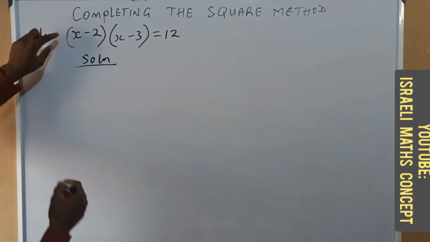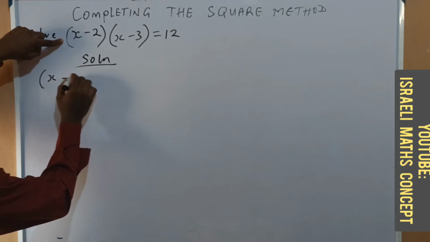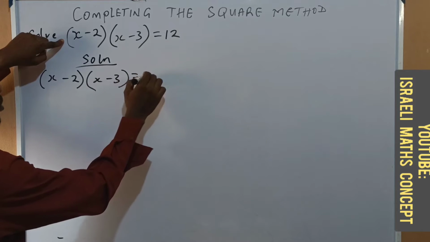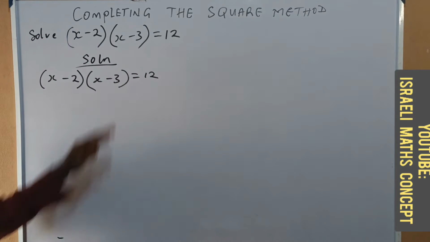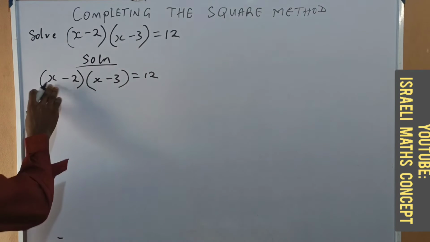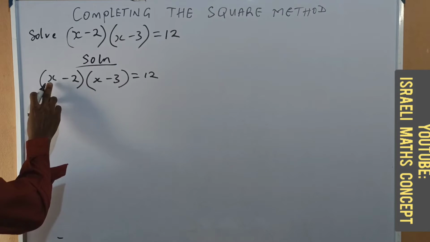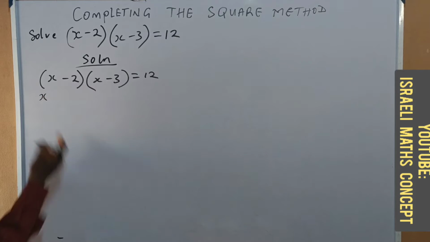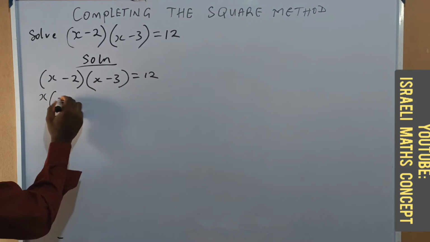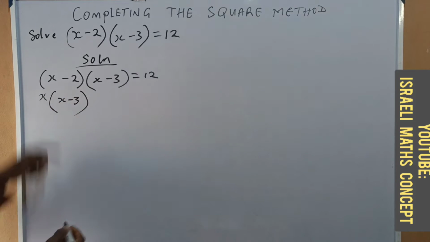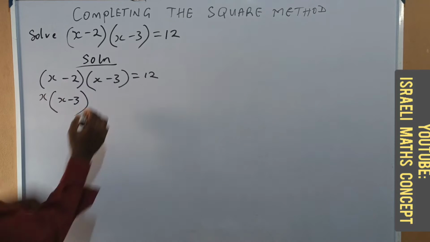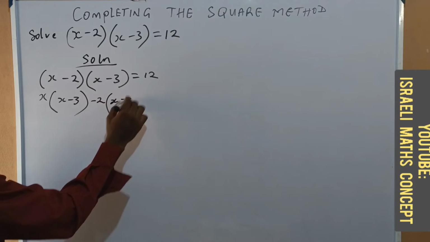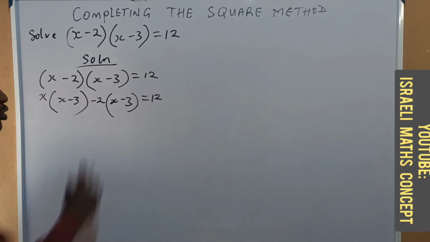The question says (x minus 2)(x minus 3) is equal to 12. Let's first of all open up the bracket. And to open up the bracket is very simple. Let's take x and multiply the other values in this given bracket. So we have x(x minus 3). Then let's also take negative 2, multiplying the same bracket here, which is (x minus 3). And that is equal to 12.